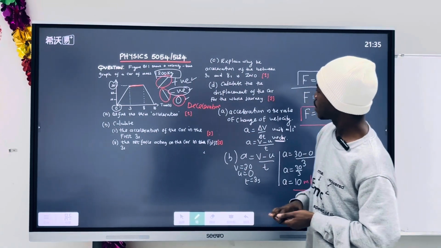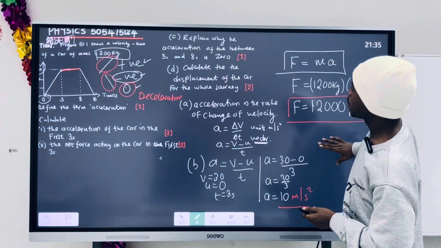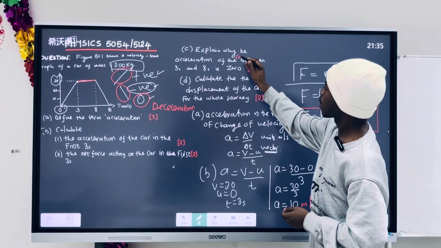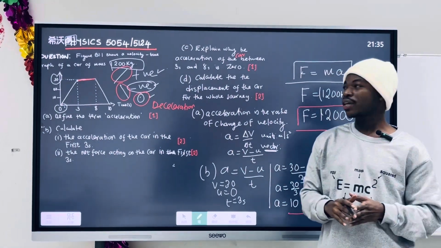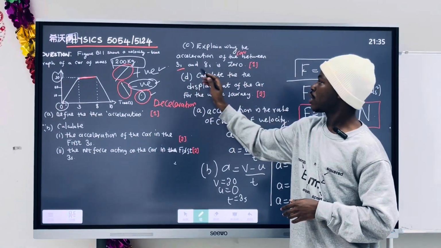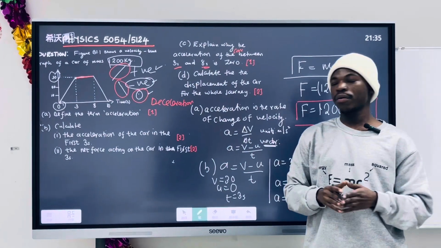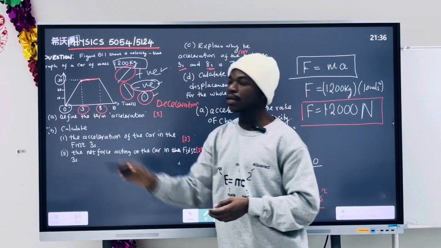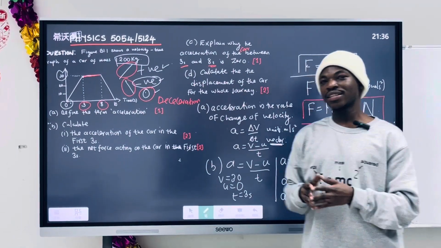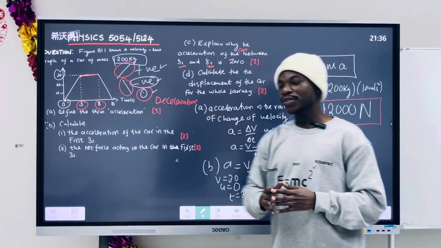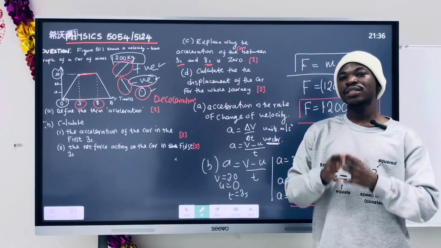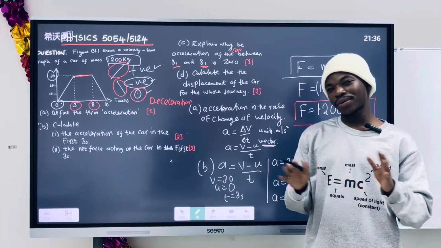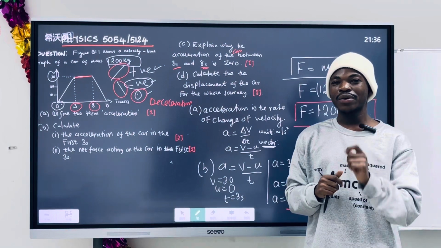We go to part C. Part C says, explain why the acceleration of the car between 3 seconds and 8 seconds is 0. So explain why the acceleration between 3 seconds and 8 seconds is 0. We explained this already. We know what's happening there. So why is the acceleration 0 there? The acceleration between 3 seconds and 8 seconds is 0 because the velocity is constant. That's all. Because the velocity is constant.